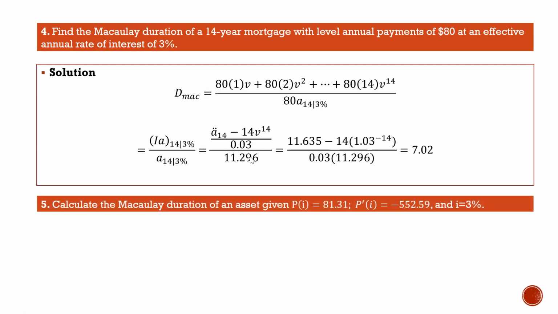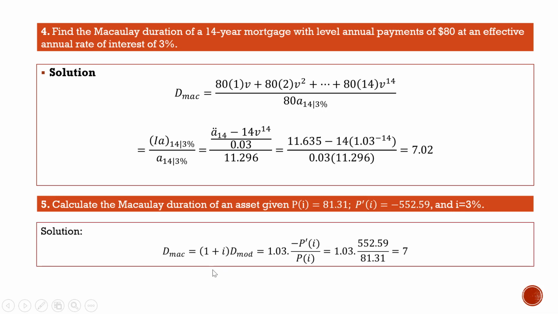Question 5. Calculate the Macaulay duration of an asset. Given the price P(i) is 81.31, the first derivative with respect to i is negative 552.59, and the interest rate is 3%. So the Macaulay duration is 1 plus i times the modified duration. And remember, the modified duration is negative the first derivative with respect to i over P(i). So the Macaulay duration is 1.03 times 552.58 over 81.31, and the Macaulay duration is 7.